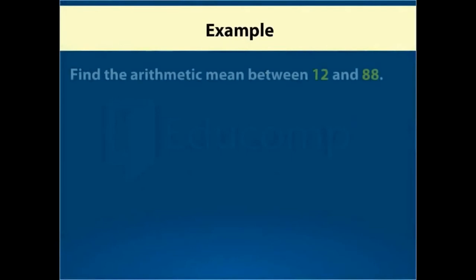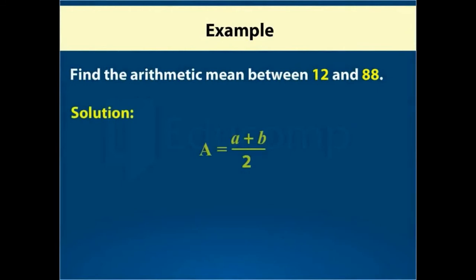Let us now find the arithmetic mean between 12 and 88. Arithmetic mean, as we know, is equal to (A plus B) divided by 2. Here A is equal to 12 and B is equal to 88. Therefore, the arithmetic mean is equal to 50.